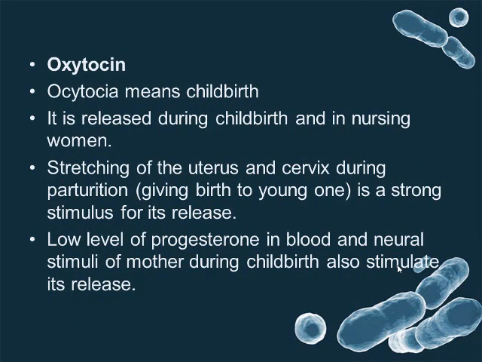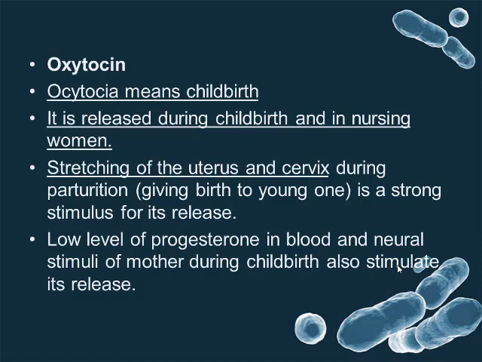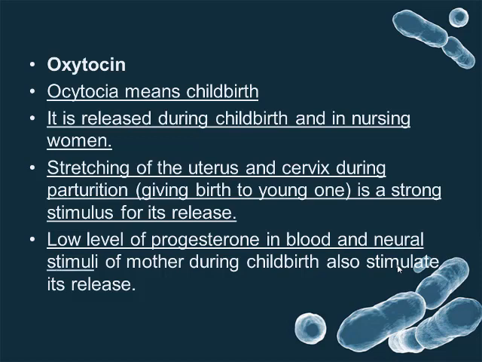Oxytocin. Oxytocin means childbirth. It is released during childbirth and in nursing women. Stretching of the uterus and cervix during parturition is a strong stimulus for its release. Low level of progesterone in blood and neural stimuli of mother during childbirth also stimulate its release.